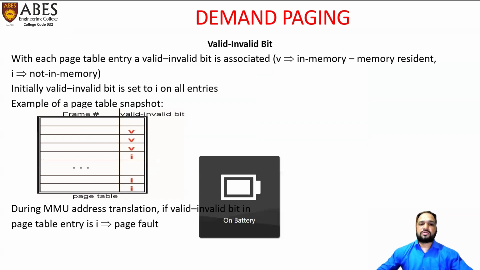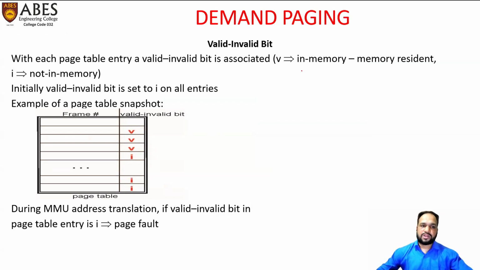It includes some valid and invalid bits. With each page table entry, a valid or invalid bit is associated. Valid means it is available inside the main memory, or memory resident, and invalid means it is not available inside the main memory. The invalid bit is set to I on all entries, as you can see in the page table diagram. Here we list the frames, and here the availability or non-availability of particular pages. If the frame is available, it is denoted as a valid bit, and if the frame is not available, it is treated as an invalid bit. During memory management unit address translation, the invalid bit in a page table entry causes a page fault.